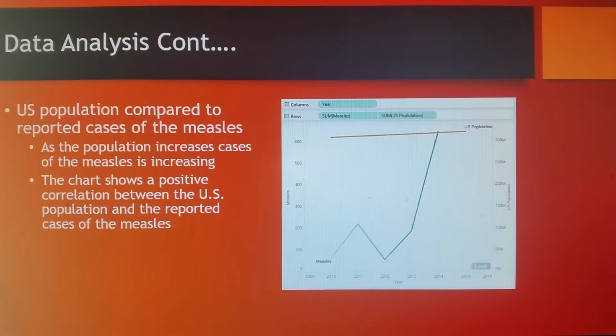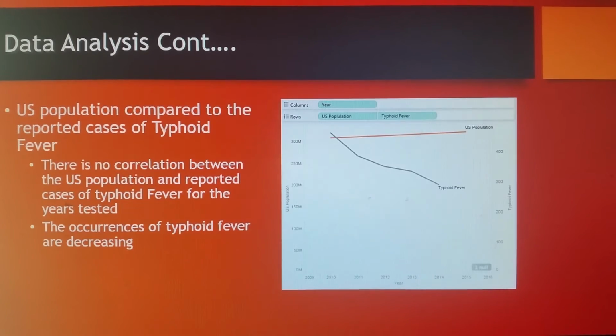My next slide looks at the U.S. population compared to the reported cases of measles in the United States from 2010 to 2015. The chart shows that there is a positive correlation between the new cases of measles and the U.S. population. The chart also shows new cases of the measles have been increasing year after year from 2013 to 2015. It would be interesting to find out why more cases of measles are occurring in the United States. Possibly less people are being vaccinated for the disease than previous years.